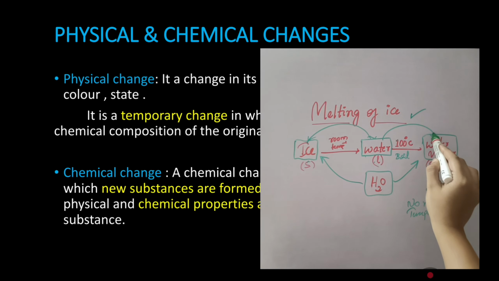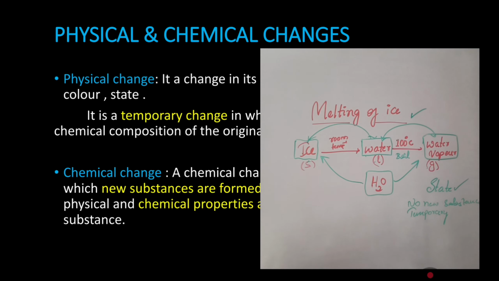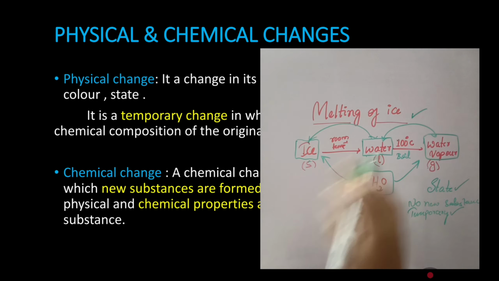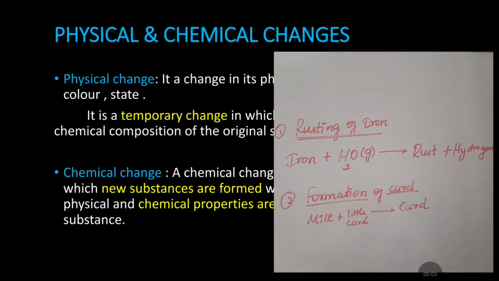and water on boiling becomes water vapor, and water vapor again on condensation gets converted back into water. So there is only a change in its state, and there is no new substance formed, and the change is temporary, right? You can reverse the reaction. So that is the physical change. Now let us see the examples for chemical change.